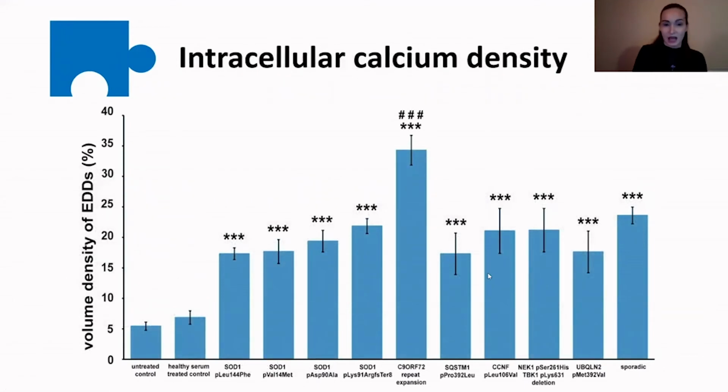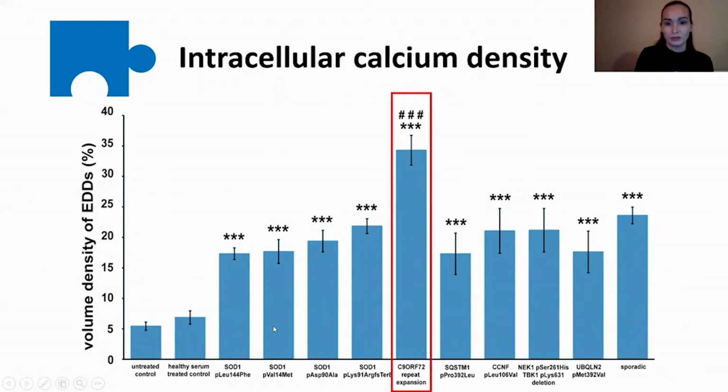And here we can see our results. After we quantified intracellular calcium with geometrical statistics, we observed that after the passive transfer with the sera of ALS patients with identified mutations, we can detect an increase in intracellular calcium level compared to the untreated and healthy serum-treated control, as well as in the case of sporadic ALS sera. If we take a better look, we can observe that in the case of C9orf72 mutation, the calcium increase was significantly higher compared to all other ALS sera as well.